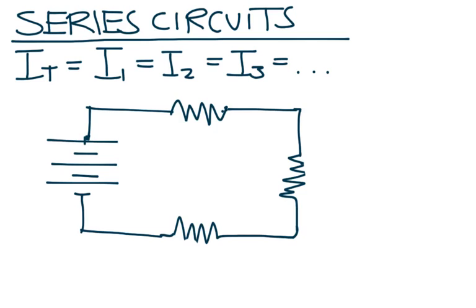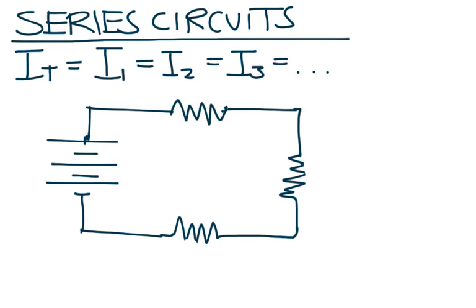The voltage rule, by the way, is also etc. If you had four things or five things, V1 plus V2 plus V3 plus V4 plus V5, etc. However many things you have, they all add up to the total. Well, in current, all of the currents are the same.